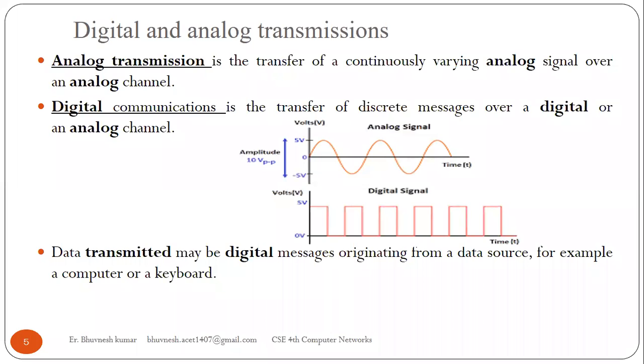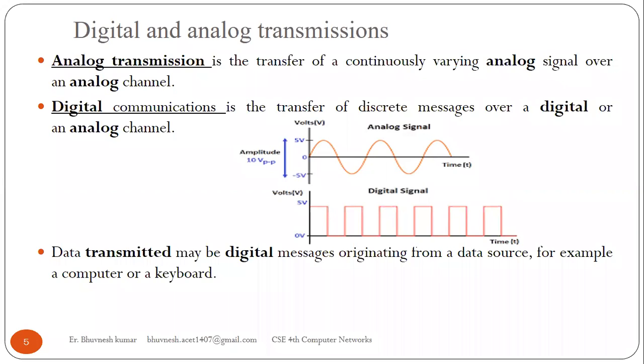This is your digital signal, and through digital communication your data can be sent or transferred in the form of discrete messages over a digital or an analog channel. Your digital communication can be sent through a digital as well as an analog channel, but there must be a converter, and that converter is your modem. The data transmitted may be a digital message originating from a data source, for example, a computer. Your digital data is generated by your computer in the form of 0, 1 or by your keyboard. But when you want to send your data to a receiver, your system has an encoder.